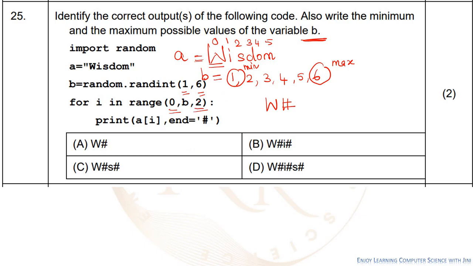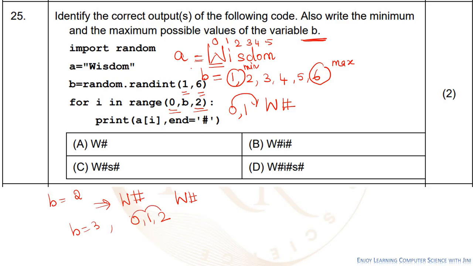Correct? So B step, so 0. Can it be 2? So 0, 2 means if the end value is 2, the value is 0, 1 will not be included. So what happens? The step value will not come. So in this case also you will get the output as, so when the b value is 2, then also you will get the output as W hashtag. Now when b is equal to 3, it is 0, 1, 2. So first is W hashtag.